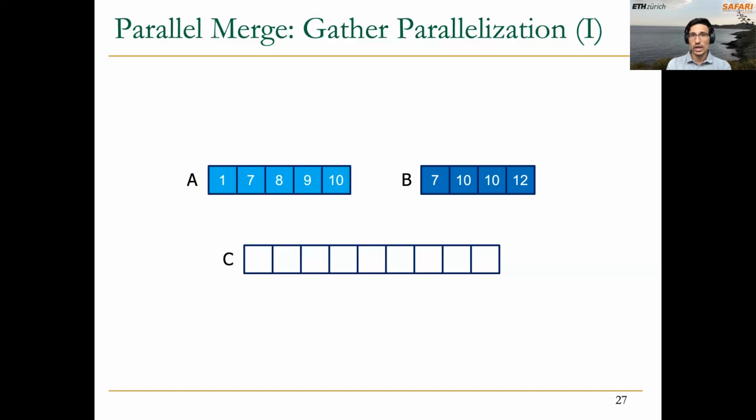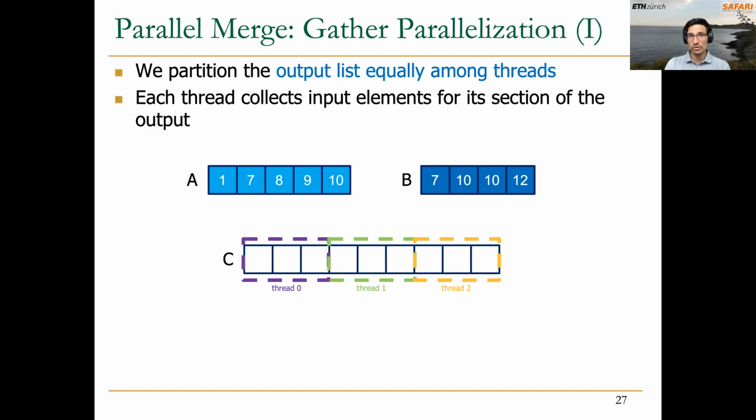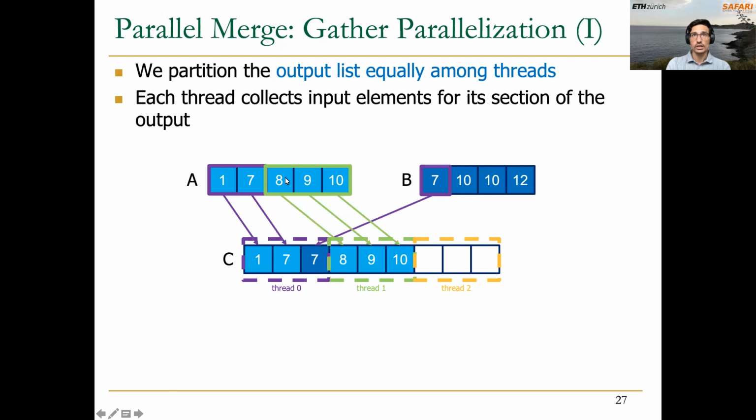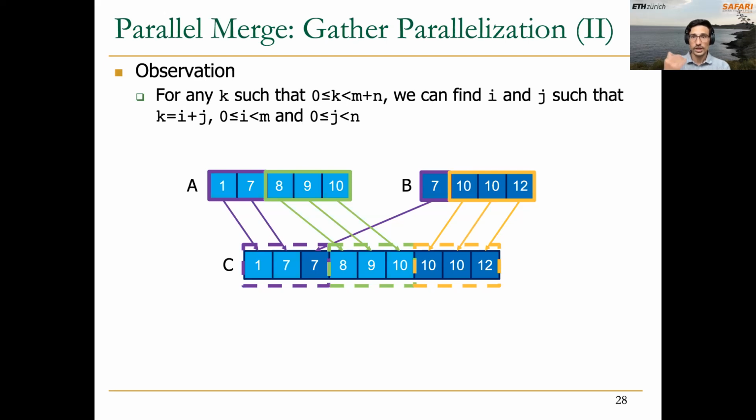So because of that, we try another approach that seems to be more reasonable for this parallel primitive. In this case, what we do is partitioning the output list equally among the threads. And now each thread collects input elements for its section of the output from both A and B input arrays. For example, thread 0 is going to collect these elements from array A, these elements from array B, and place them in the corresponding positions of the assigned section of the output array C. These could be the elements that thread 1 needs to read from array A and place them in the output array, and these are the elements that thread 2 takes care of. So the range of input elements to be used by each thread is a function of the output elements.